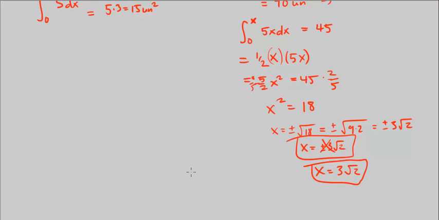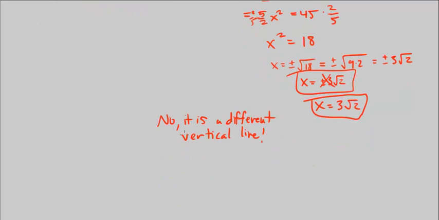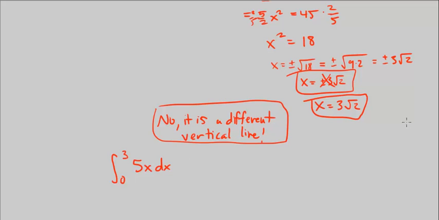So the question asks, is it the same line? No, it is a different line. No, it is a different vertical line. Another way we could have done it is to test. Well, what is the area between 0 and 3 of 5x dx, right?